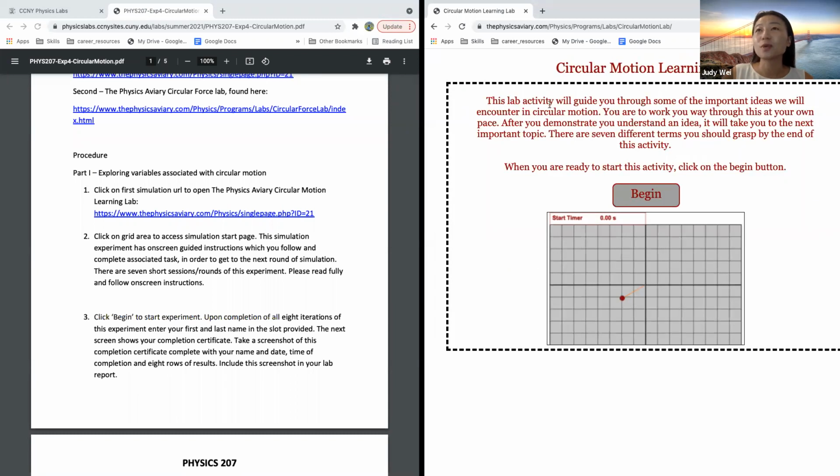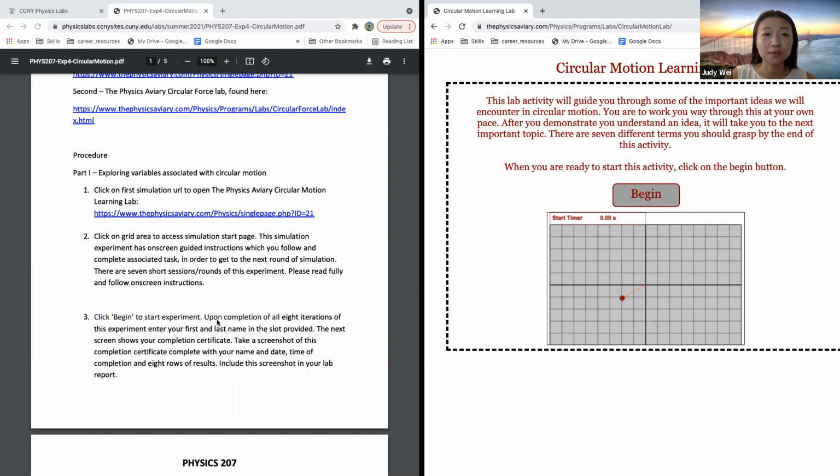In order to get the next round of simulation, there are 7 short sessions of this experiment. Please read fully. So basically there are 7 experiments. You finish one, then you can move to the next one. After you finish, you put your name in there, and then they will give you a certificate. It has your name and your time spent on this experiment. So for the first part of this experiment, just take a screenshot of this certificate. That'll be all for the first part.